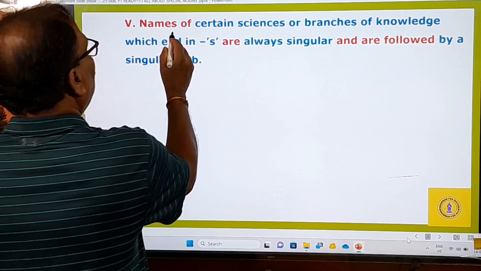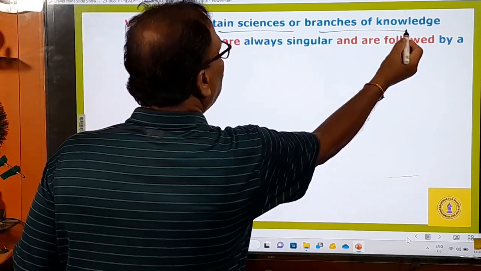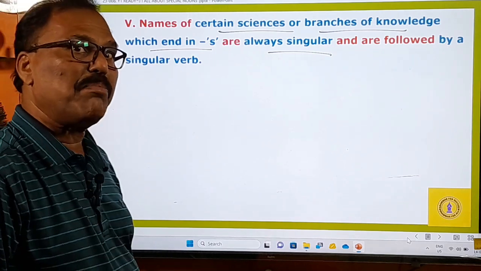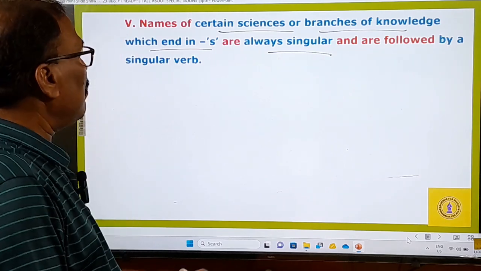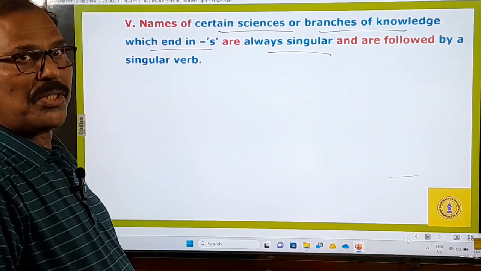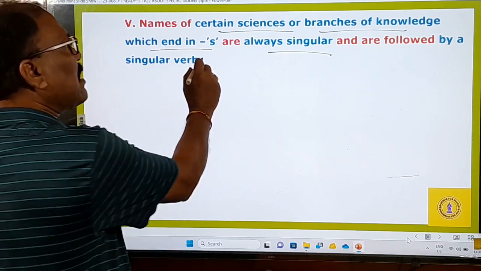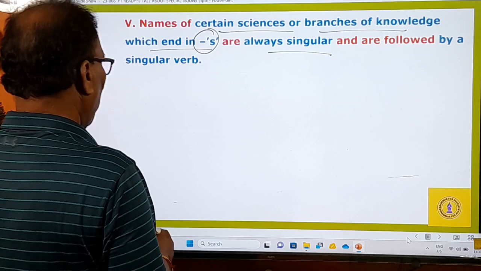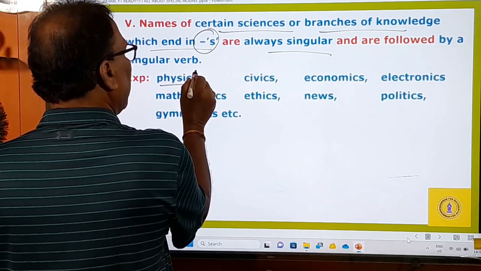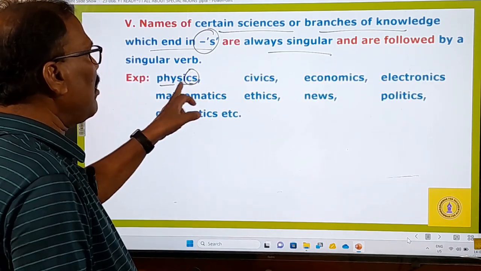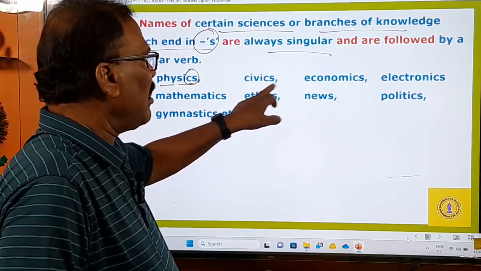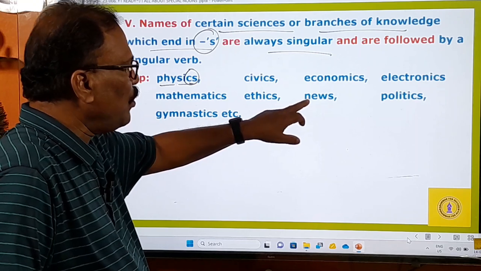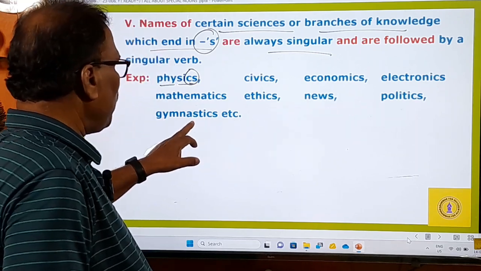Now, names of certain sciences and branches of knowledge which end in -es are always singular. There are certain names of branches of science and knowledge that end in -es, but don't mistake them for plural words. For example, physics is there, it is ending in -es, but it's not a plural word. Civics, it's a singular word. Economics, electronics, mathematics, ethics, news, politics, gymnastics.